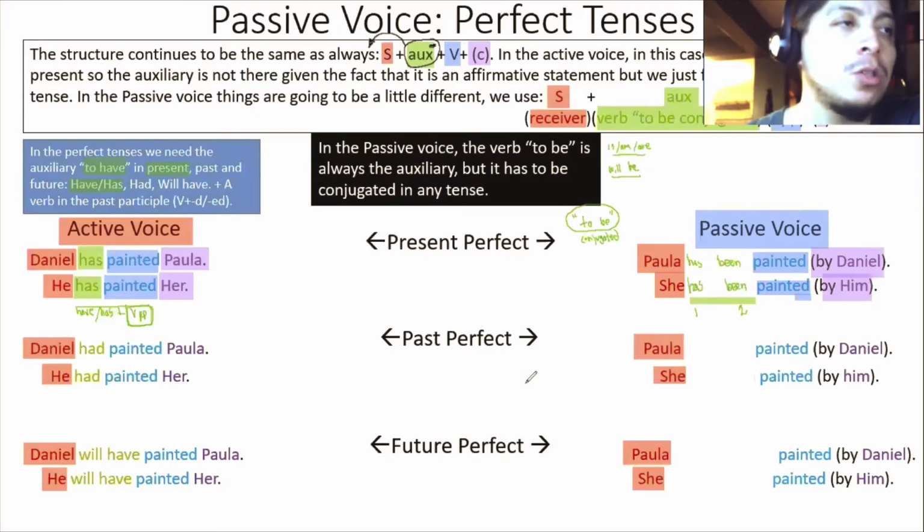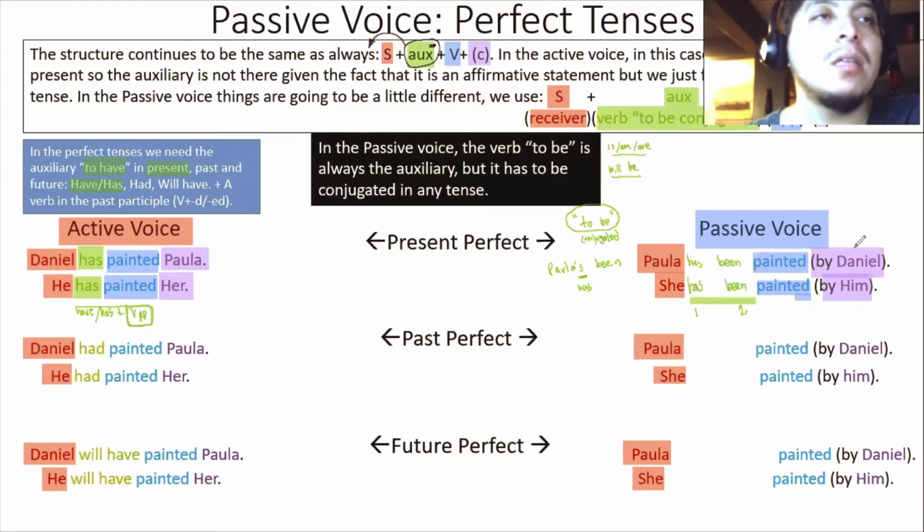If you want to use contraction, you can say Paula's been. This is the meaning has, okay? This is just a contraction. It can be Paula has been or Paula's been painted by Daniel. So we have subject, auxiliary, verb, and complement. This is perfect. This is the passive voice in the present perfect, okay?